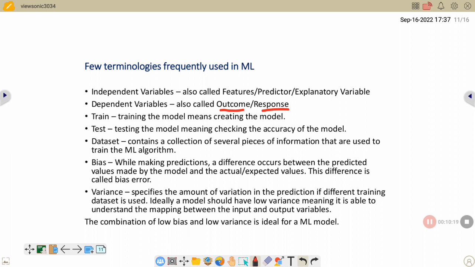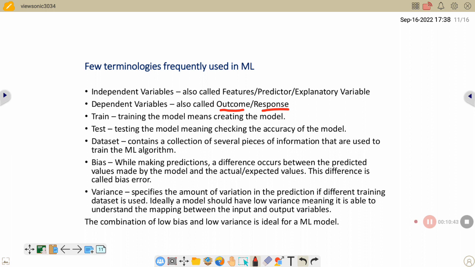So as you can see the statement over here, training the model means creating the model, and testing the model means checking the accuracy of the model. Okay. So a data set is nothing but a collection of several pieces of information that are used to train the ML algorithm. Two more terminologies are very important: bias and variance.